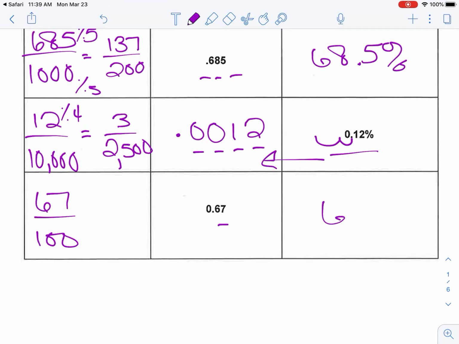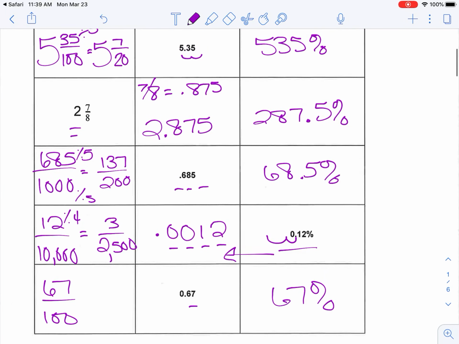67 hundredths. That is already in simplest form. 67% once you move that decimal twice to the right. Okay.